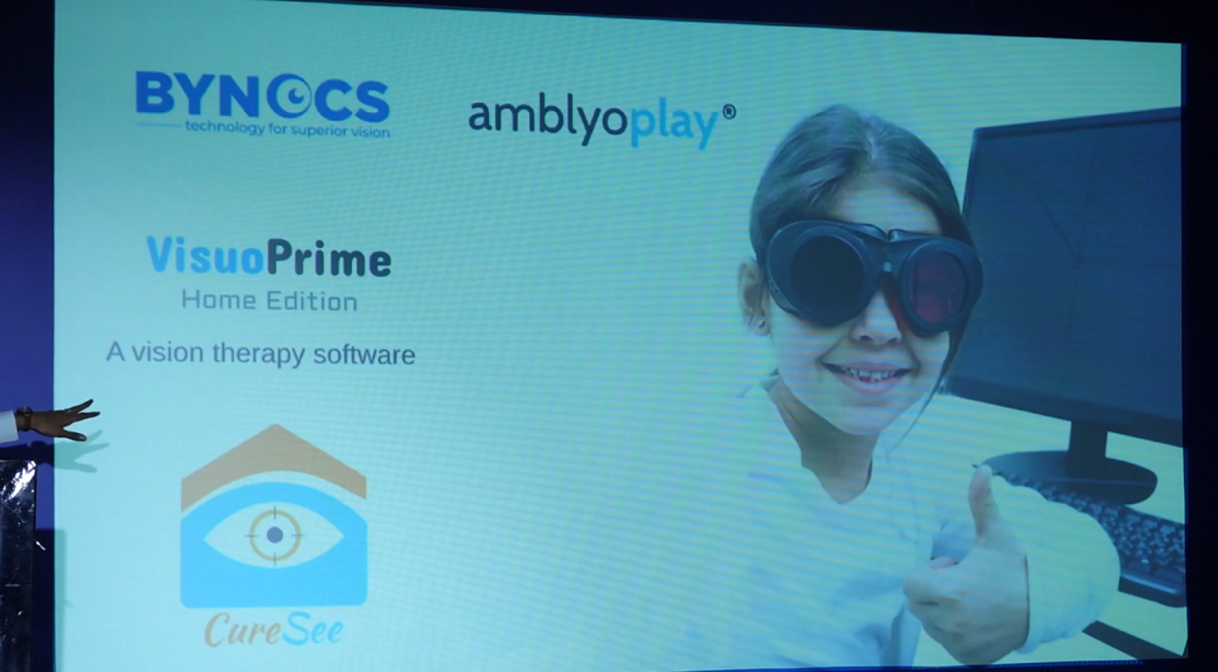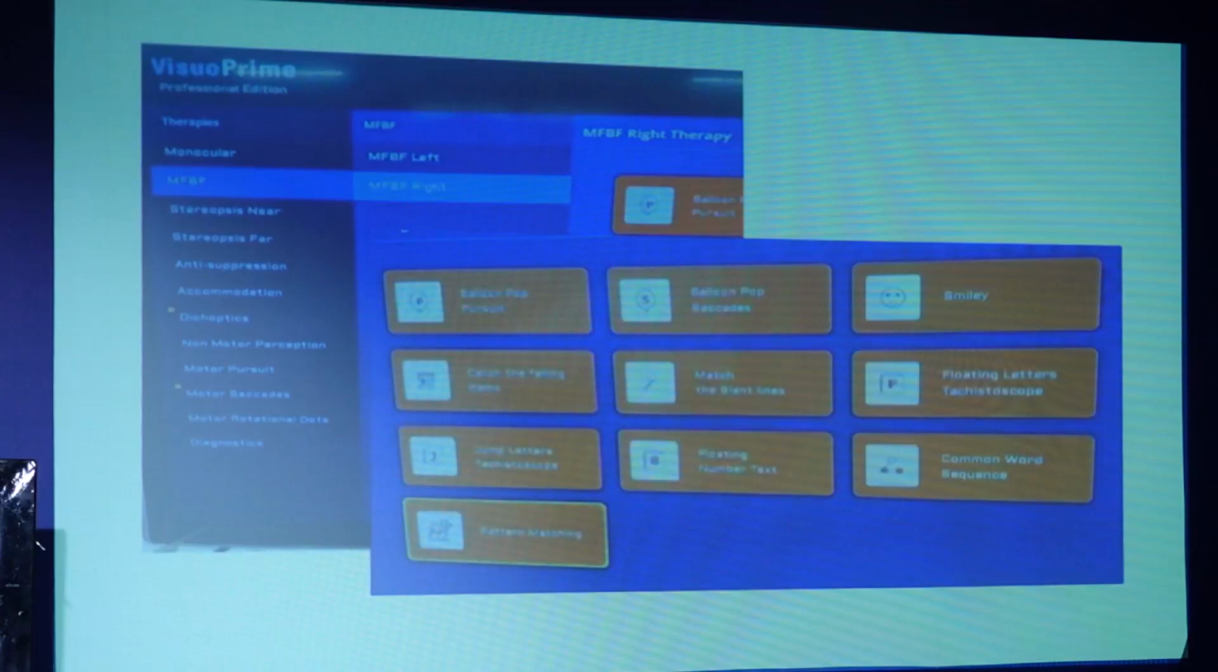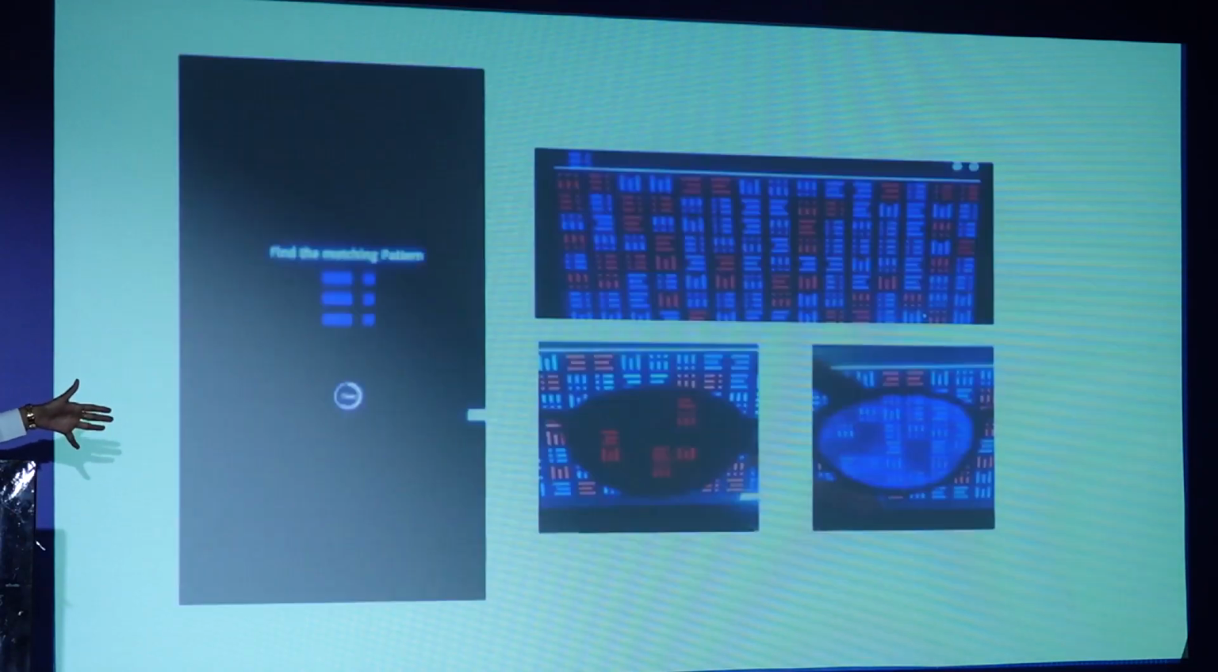The Binox, Visuoprime, which is from Neurapi, we have CureC, and we have Amblyopia. All of them work primarily on the principle of dichoptic therapy. So I would like to share Dr. Soumya's slide. They had an interesting study where they studied Binox as such, and they found a good recovery with that. This is how the Binox interface works, and it's basically one eye sees one and the other sees the other. So they are based on red-blue anaglyphic glasses.